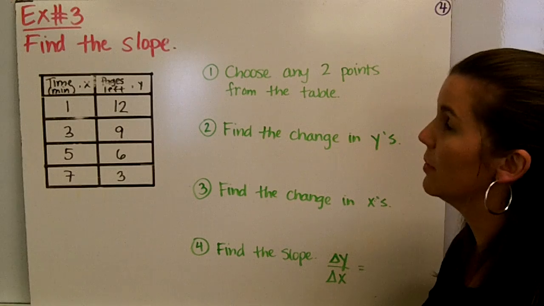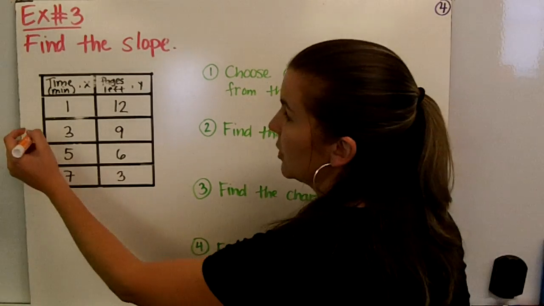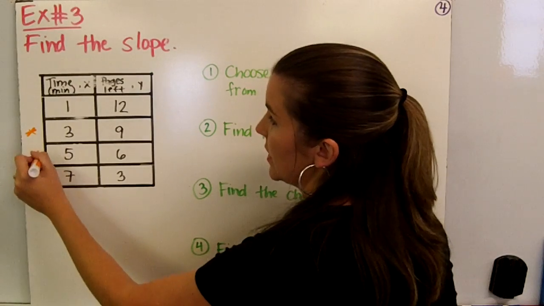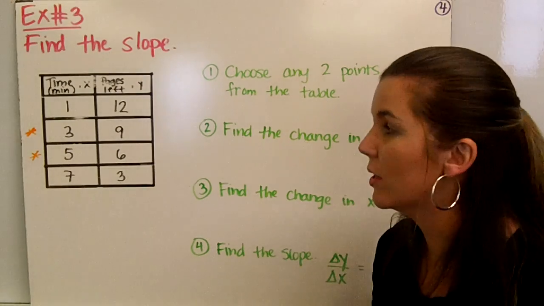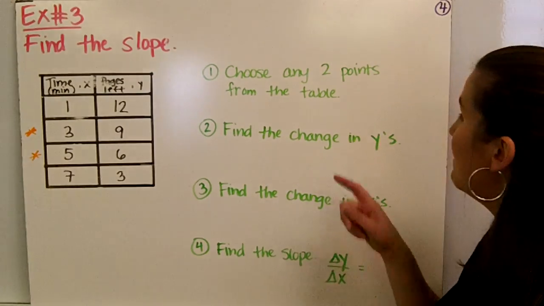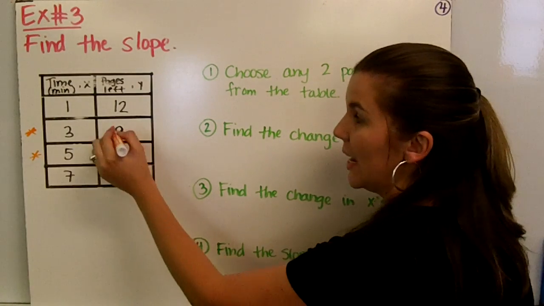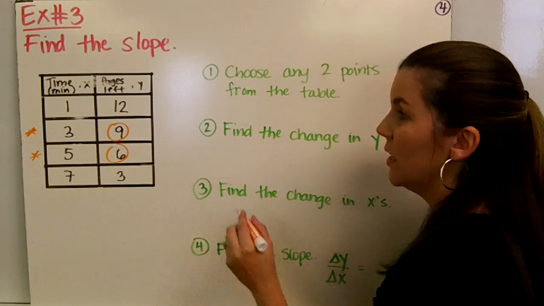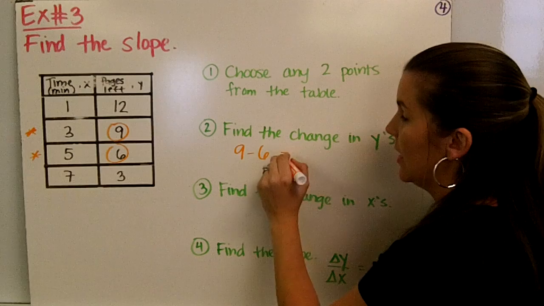To find the slope from a table, choose any 2 points from the table. So I'm going to choose this point and this point. It doesn't have to be 2 points next to each other. It doesn't have to be the first 2 or the last 2 or the middle 2. Just choose any 2 points from the table. Find the change in y's. So here are my y values, 9 and 6. The difference between 9 and 6, I'm going to say 9 minus 6, is 3.